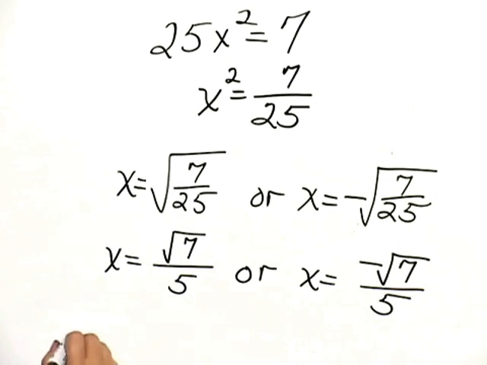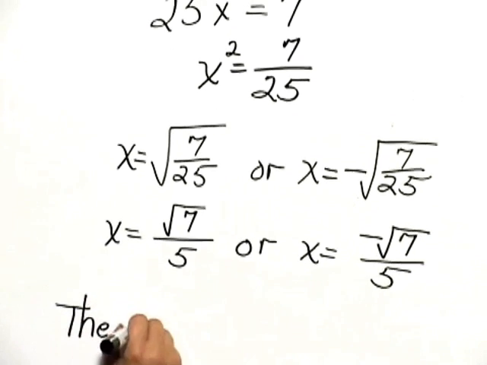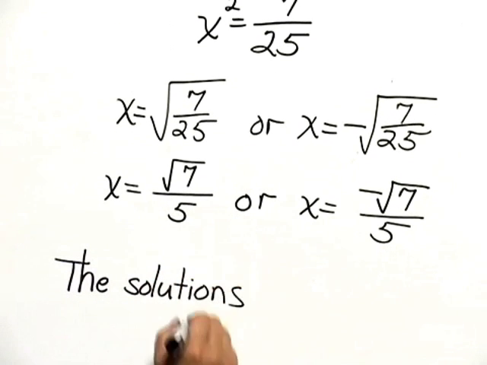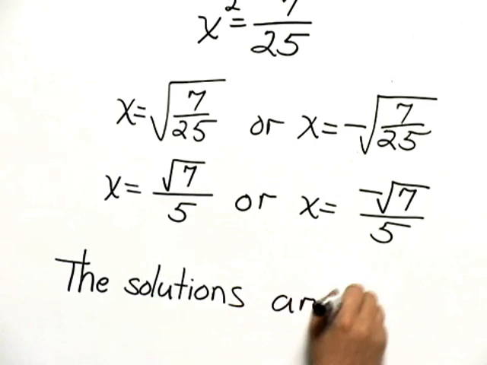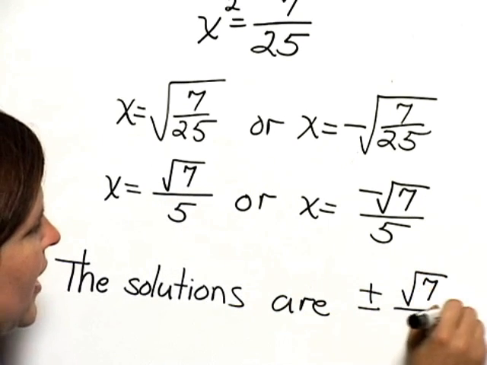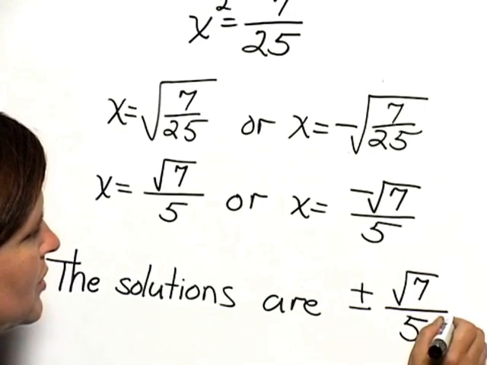They're often written with an abbreviation as plus or minus. So we can say the solutions are plus or minus the square root of 7 over 5. This represents two solutions.